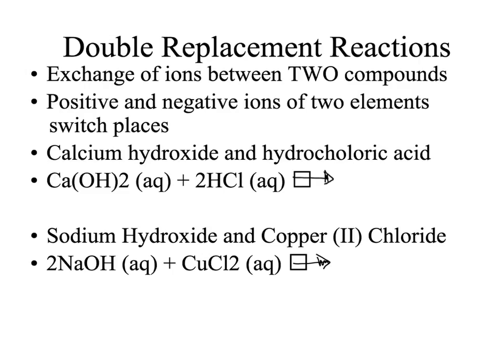With a double replacement reaction, we're actually going to have the exchange of ions between two of the compounds. So if you look at my example down here, I have calcium hydroxide and I have hydrochloric acid. So we have two different compounds. So we're going to have the positive and negative ions of the two elements switch places.